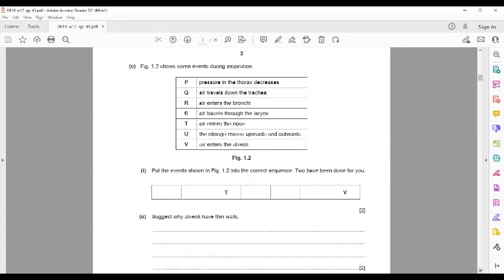So there are some of the events during inspiration when you take air into your lungs. Put the events showing in the figure into the correct sequence. Some have already been done for you. What do we have to put in the first box? The rib cage moves upwards and outwards, that is U. After U, you put P because the pressure in the thorax decreases. Then T, air enters the nose.